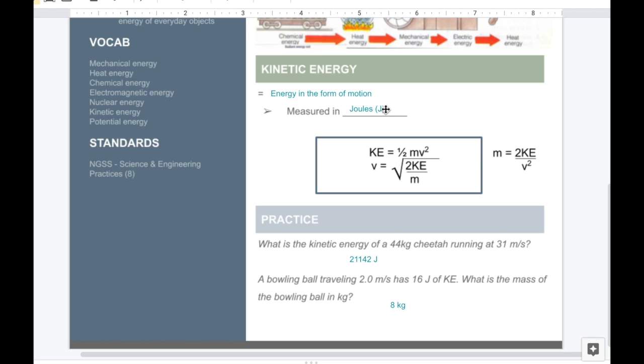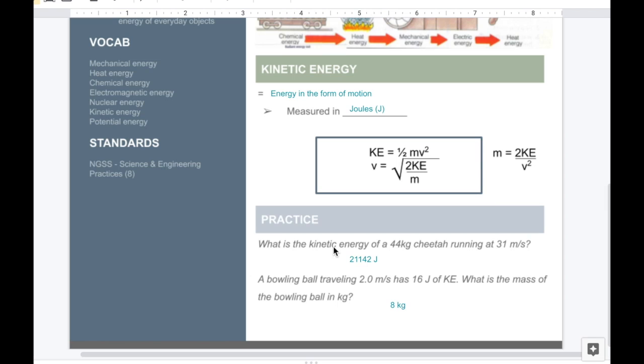To solve for this, kinetic energy, which is KE, equals 1/2 the mass times velocity squared. And then I went ahead and solved it for the other two variables as well. If we need to know velocity, it would be 2 times the kinetic energy divided by the mass, and then take the square root of that number. Or if we want to know mass, we would take 2 times the kinetic energy divided by the velocity squared.